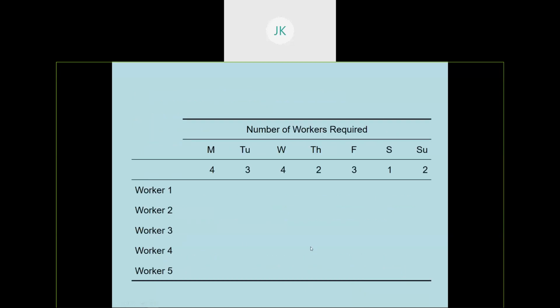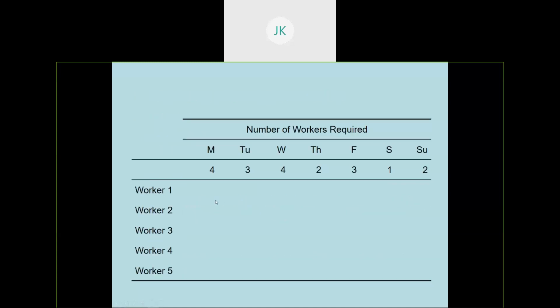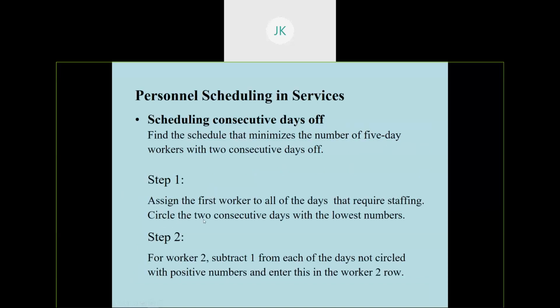If a store or restaurant needs a different number of workers, on Monday 4, Tuesday 3, Wednesday 4, Thursday 2, 3, 1, 2. Then, again, assign the first worker to all of the days that require staffing. That means just copy the required number for worker 1. And then circle the two consecutive days with the lowest numbers.